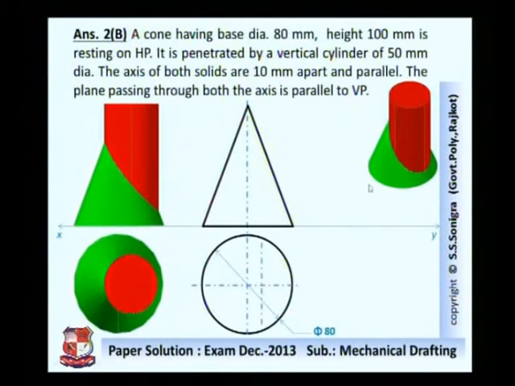Now it is given that the axis of both the solids are 10 mm apart. So this is the axis of cone, and to either of the side of this axis draw another axis or center line which is at a distance of 10 mm. You can draw this axis on this side also or on this side also. The thing is that this distance should be 10 millimeter. And draw this point as a center, draw a circle having diameter 50 millimeter, which is given over here. Vertical cylinder of 50 mm diameter, that is drawn over here.